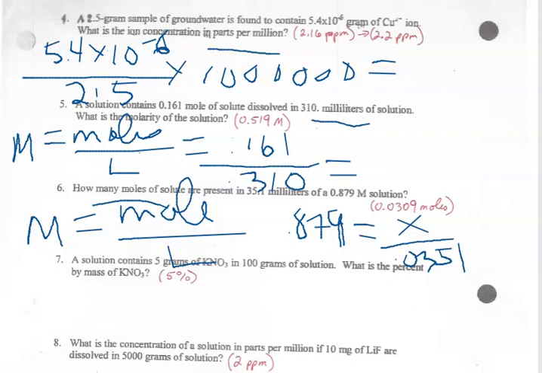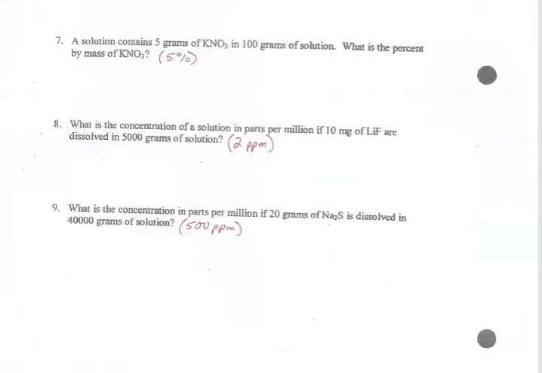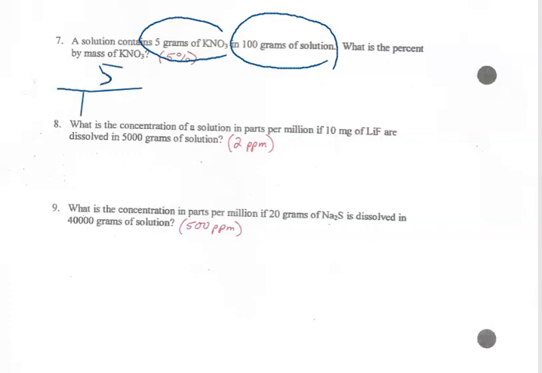Let's get them done. Number 7, real straightforward. We're looking for percent by mass. We need the mass of the solute, which is our 5 grams, divided by the mass of solution. The 5 grams are built in, and multiplying by 100. In other words, it's going to be 5 over 100 times 100, and of course that gives us the answer of 5%.